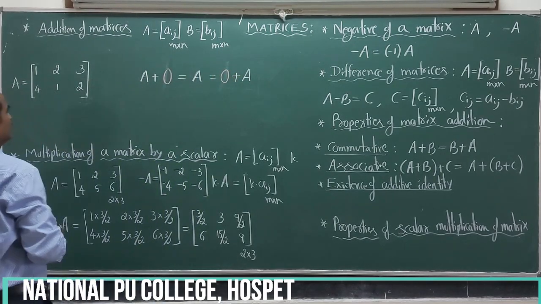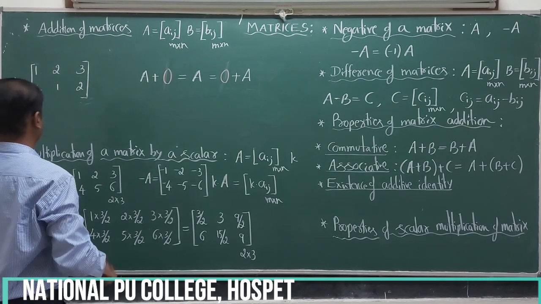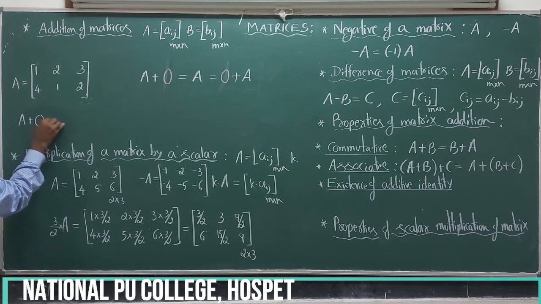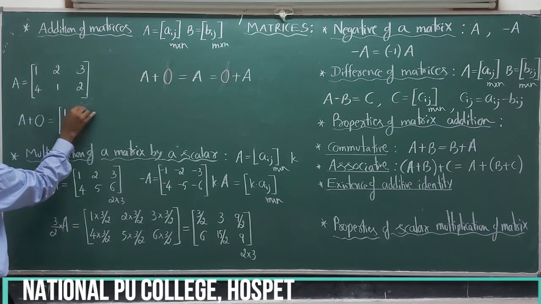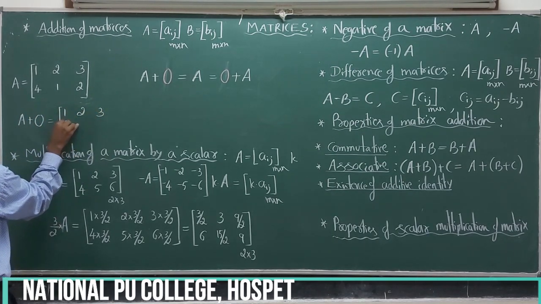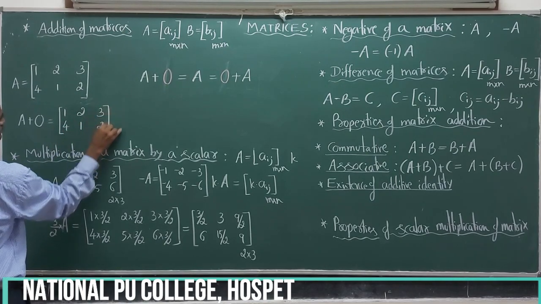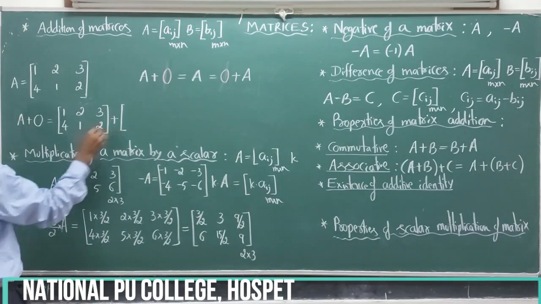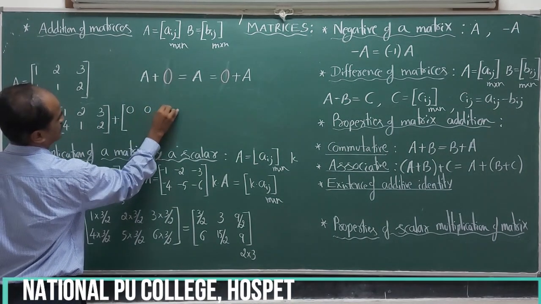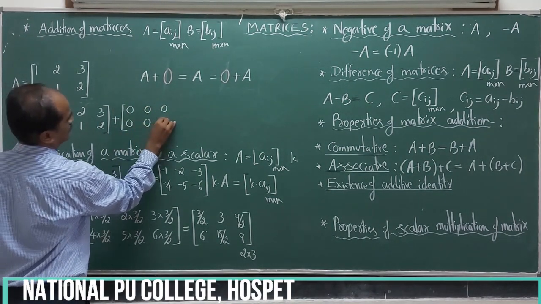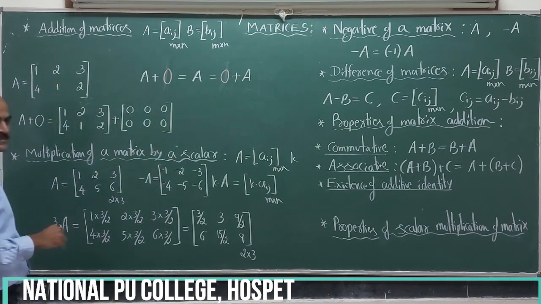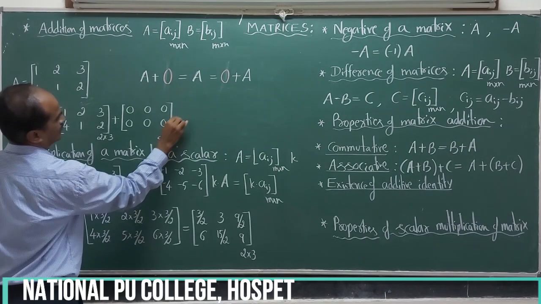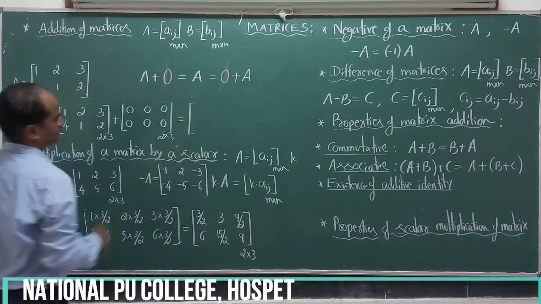Let me add the null matrix for this. Let me consider A plus O. A is 1, 2, 3, 4, 1, 2. I have to consider a null matrix of the same order as that of A. Null matrix means zero matrix, a matrix whose each entry is 0. Order must be the same.